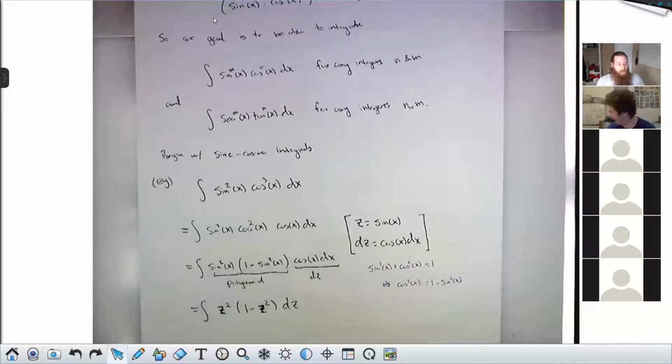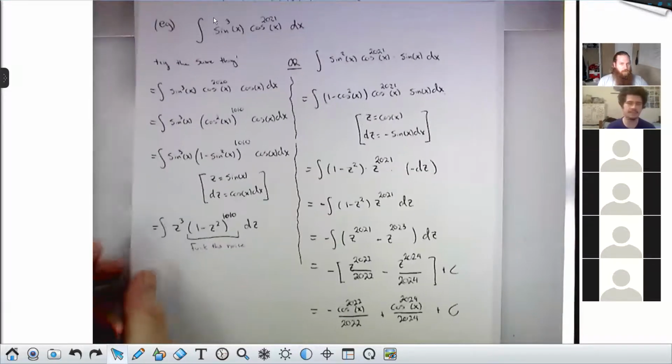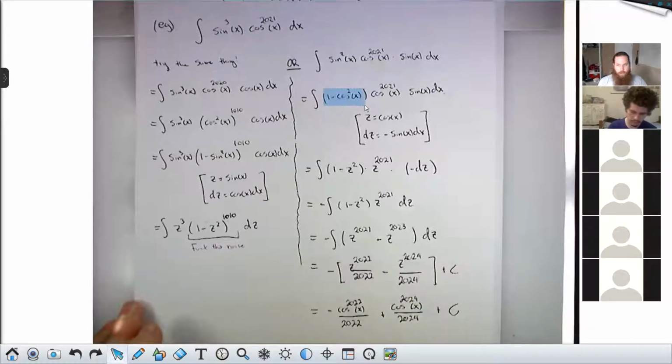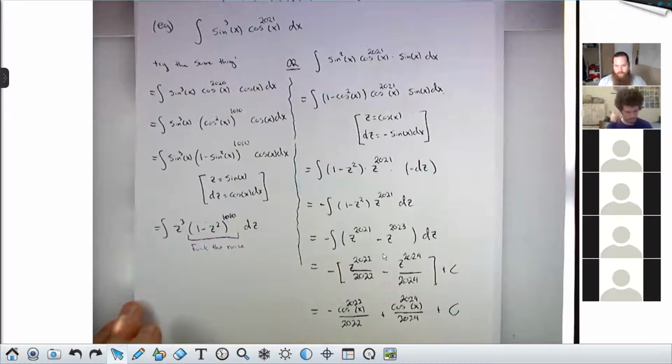If both powers are odd, then the smart move is to set aside one of the smaller guys, so you can substitute for the larger powered function. You'll rewrite the remaining pieces using the Pythagorean identity, and the result will be a polynomial. Polynomials are easy to integrate.